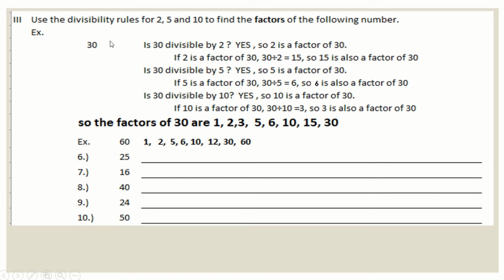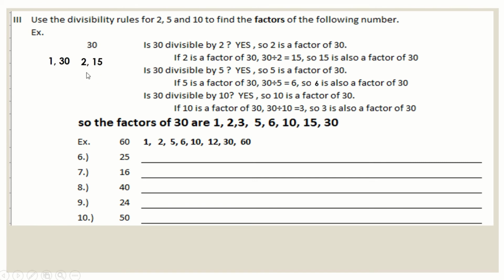So, with Roman numeral 2, use the divisibility rules for 2, 5, and 10 to find the factors of the following number. So, our example here is 30. Just remember, in all the numbers that we have, the number itself, 30, and 1 is always a factor. So, first 1 and 30. So, the next one, let's use divisibility rules. Is 30 divisible by 2? Yes, it's an even number. So 2 is a factor of 30. If 2 is a factor of 30, then 30 divided by 2 equals 15. So 15 is also a factor of 30.